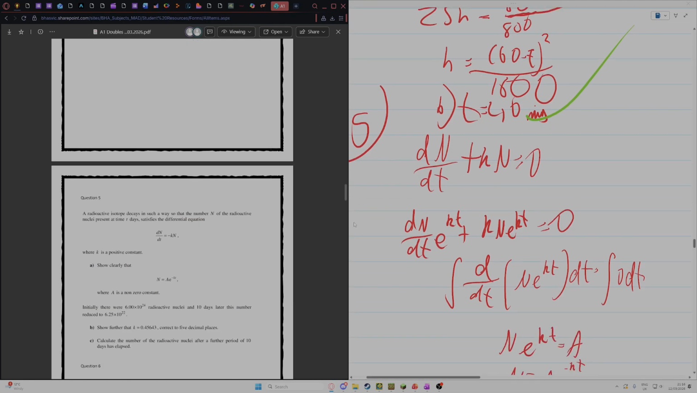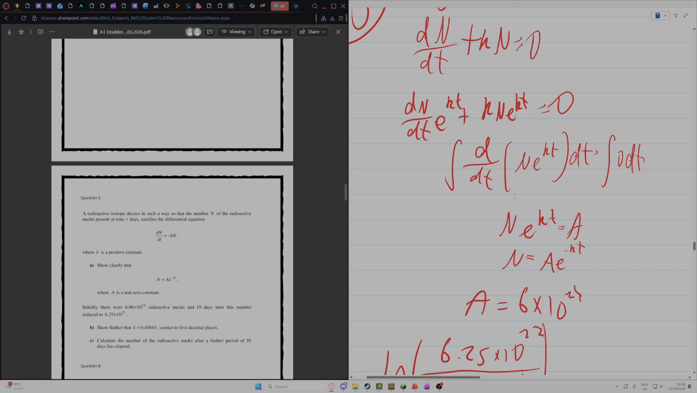This is a classic one, so the integrating factor here is e to the kt, because it's with respect to this variable, not the top variable. So the integral of k dt is just kt, so the integrating factor is e to the kt. You multiply both sides by e to the kt, you get this, and then you solve.